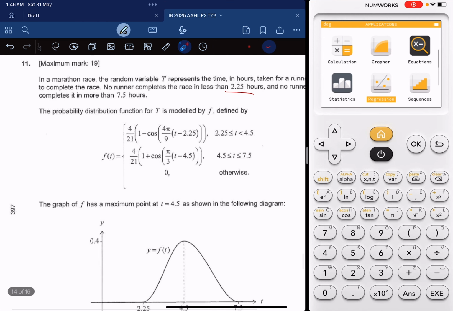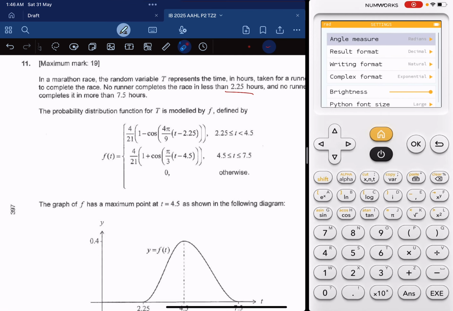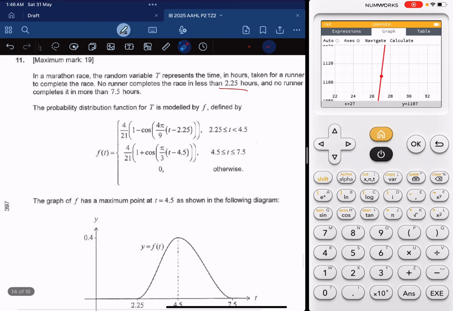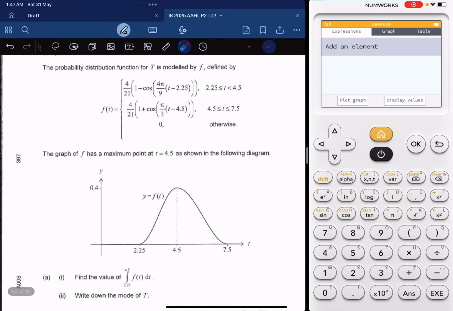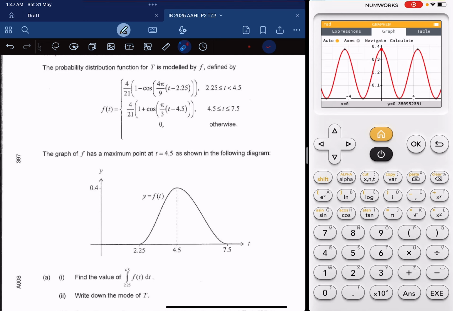Okay, pretty easy. So make sure you change it back to radians whenever you're doing integration stuff, or else the whole thing will be wrong. I'm pretty sure that some students would forget to change to radians. So we want to integrate this part, right? So 2.25 to 4.5, which is only existing on this graph. So we just type the whole thing in. Make sure you type it correctly. So 1 minus cos bracket 4 pi divided by 9, and then bracket x minus 2.25. Okay, so see where the graph is the same as what they gave you. So 2.25, hopefully this is 2.25. Alright, good. And then this is 4.5, right? Alright, perfect. And then we want to find integration here.